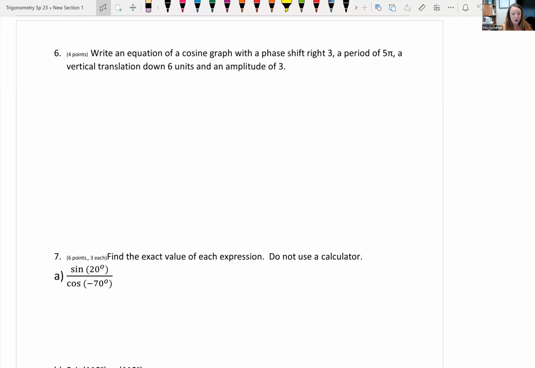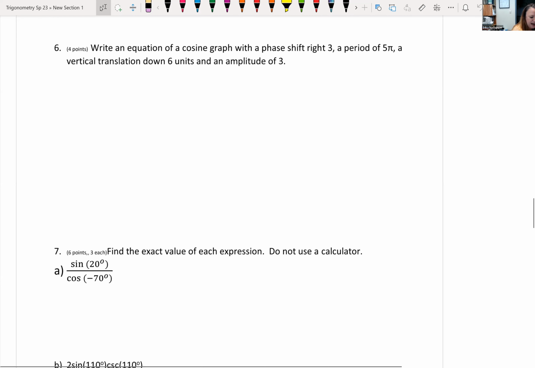So in this video, we are continuing to look at the solutions to an old test that you took. So the next question is, write an equation of a cosine graph with a phase shift right 3, a period of 5 pi, a vertical translation down 6 units, and an amplitude of 3.